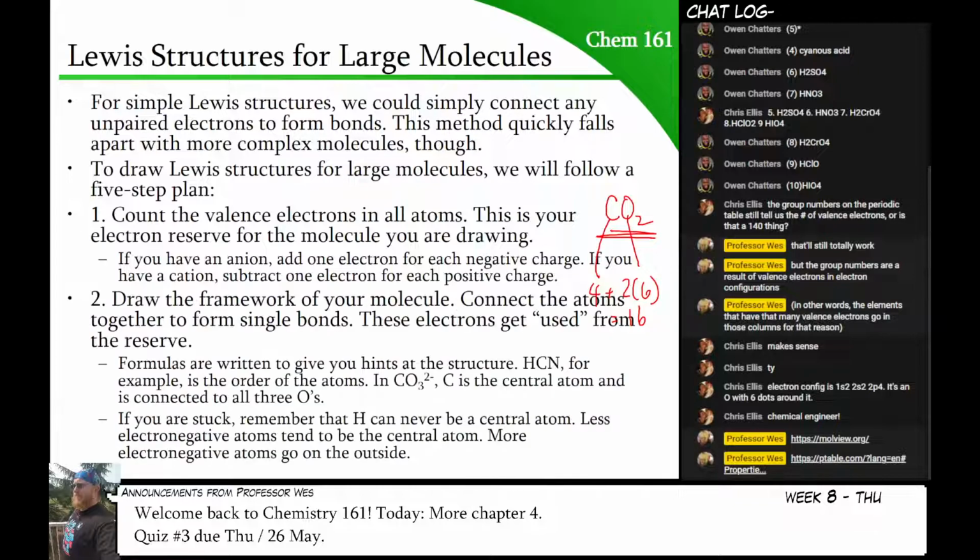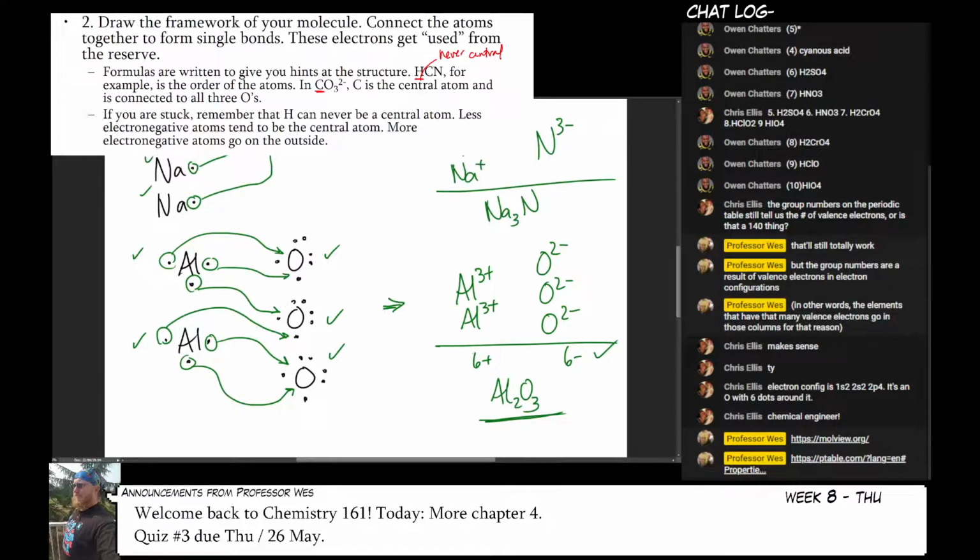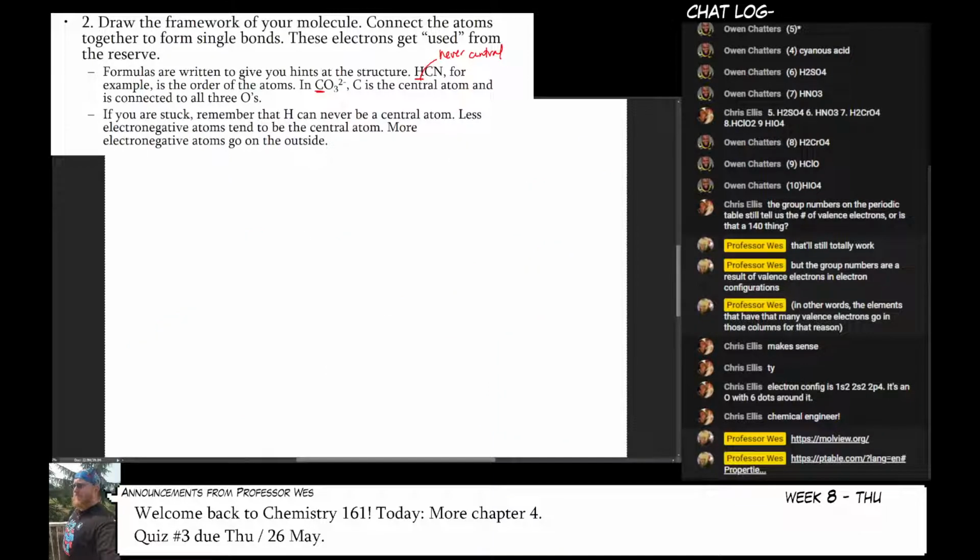Step number 2 is going to be to draw the framework of your molecule based on what the formula tells you. The central atom is listed first, unless the central atom is H. H cannot be a central atom. In our structure, the less electronegative an atom is, the more likely it is going to be the central atom.